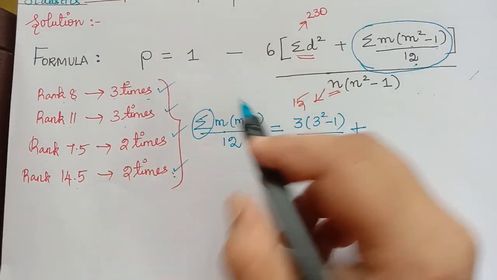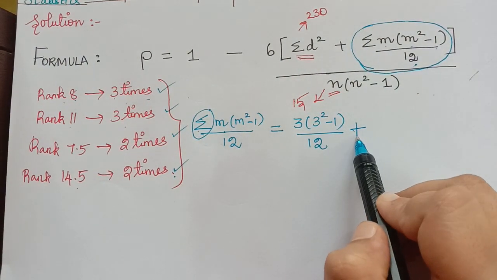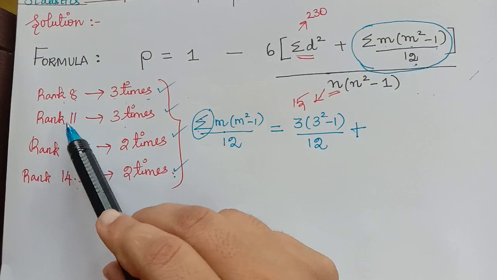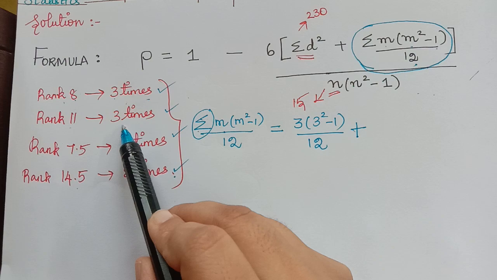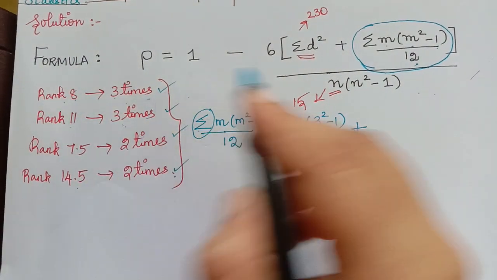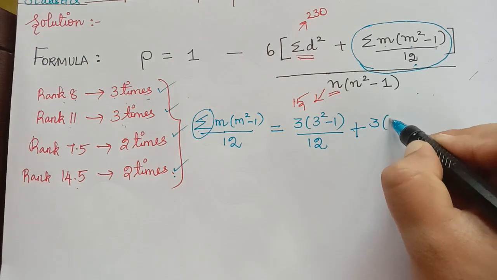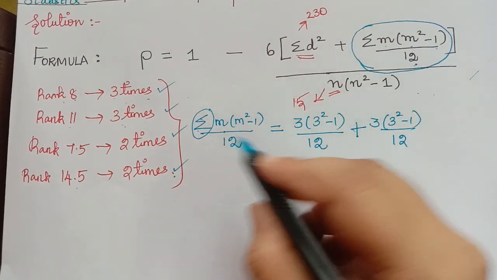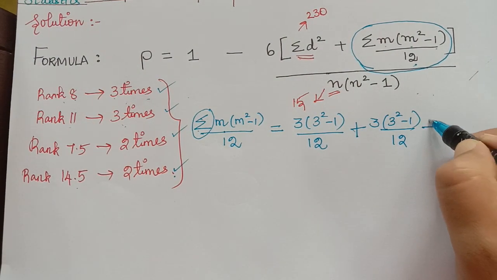Plus, again because of summation, you should put plus. What is the second number? Rank 11. How many times is it repeated? 3 times. So now again m takes the value 3 for this rank. So 3 multiplied by 3 square minus 1 divided by 12. So we have summation, because of that plus.